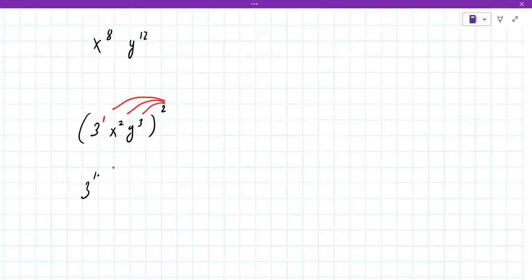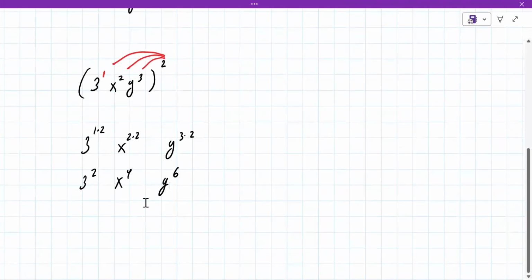3 to the 1 times 2, which is 3 squared. X to the 2 times 2, which is x to the 4th. And then y to the 3 times 2, which is y to the 6th. So that's 9x to the 4th, y to the 6th. Is that okay? Yeah. All right.